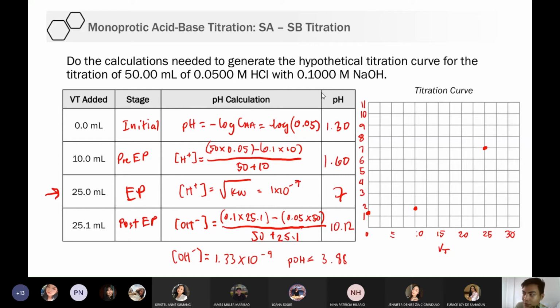Dapat matik na yun ha. Pag gusto ko pH, alam nyo na yung gagawin nyo. Yung OH, convert to POH, then minus 14. 14 minus this, pH na yun. So kailan alam nyo na yung pasikot-sikot ha.